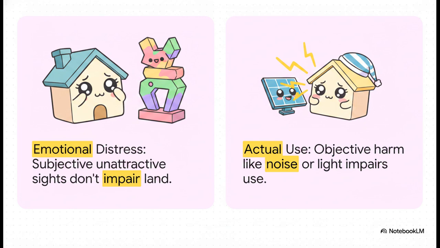The court actually draws a really strict line here. They compare mere emotional distress over an ugly sight to an objective interference with how you actually use your land. The court noted that there is a huge difference between, say, solar panels casting blinding reflections into your bedroom window and keeping you awake, which is an objective interference with your use of the property, versus you simply not liking how the panels look. Being frustrated by an unattractive view is classified by the court as emotional distress. It is not a property interference.